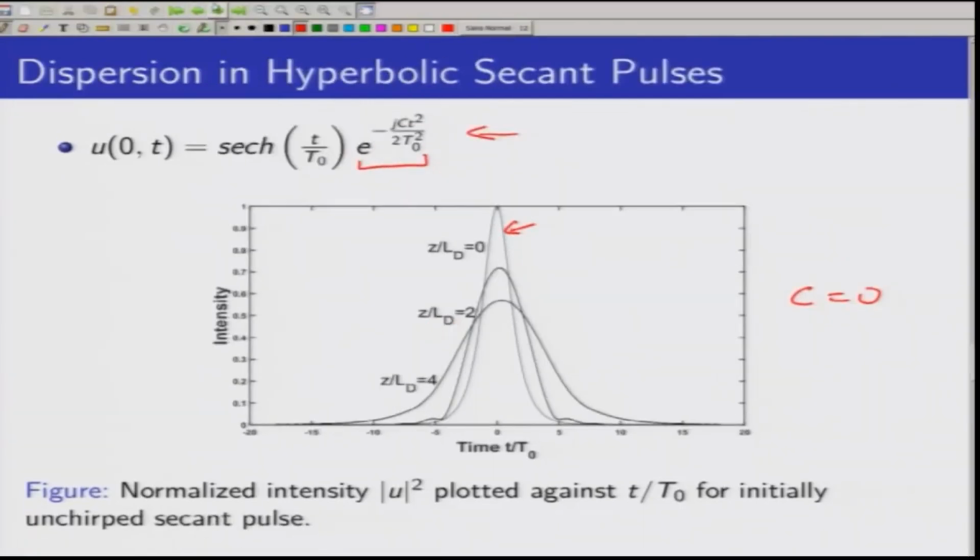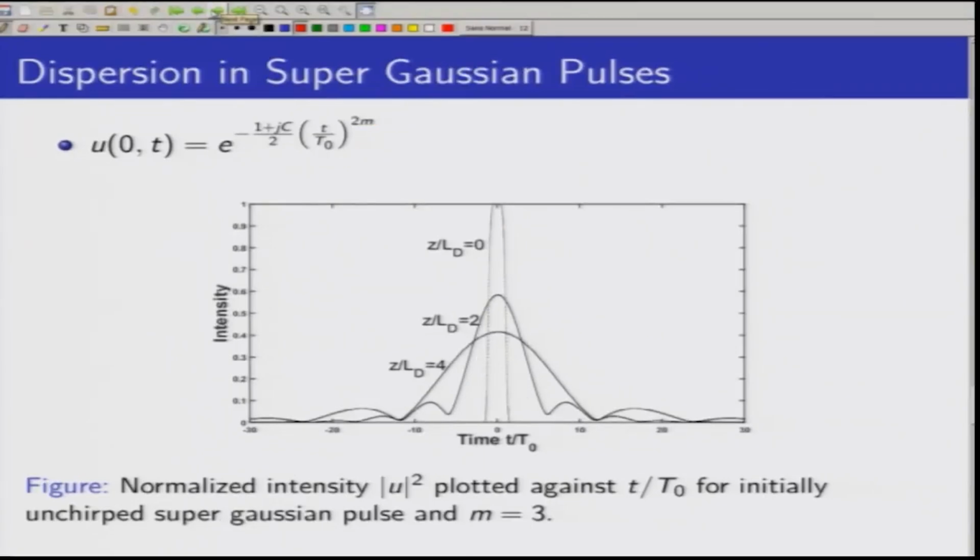Now, in fact, to make them even steeper, we will take the case of dispersion of super Gaussian pulses, whose incident equation is given by this factor, where C is again the chirp parameter, T naught is the pulse width. It is similar to the Gaussian pulse equation, but we have another factor m here. So, the pulse looks like this. This is the case for m equal to 3, and again initially unchirped super Gaussian pulses.